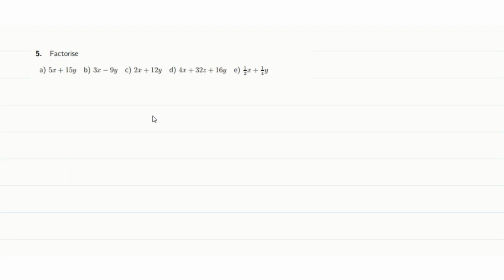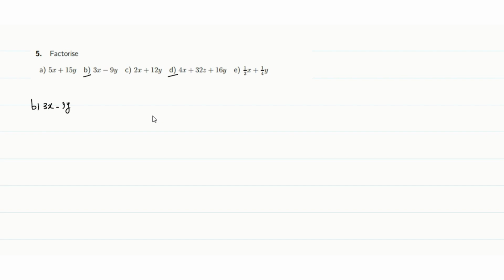Okay, in this example we want to learn how to factorize algebraic expressions. To factorize means to write an expression as a multiplication, just like reversing expansions. We're going to look for the HCF between all terms, and then we can do the factorizing process. In this example, we're going to solve B and D, and the rest can be solved by you at your own convenience. To solve B, I'm just going to rewrite the question again, 3x minus 9y.